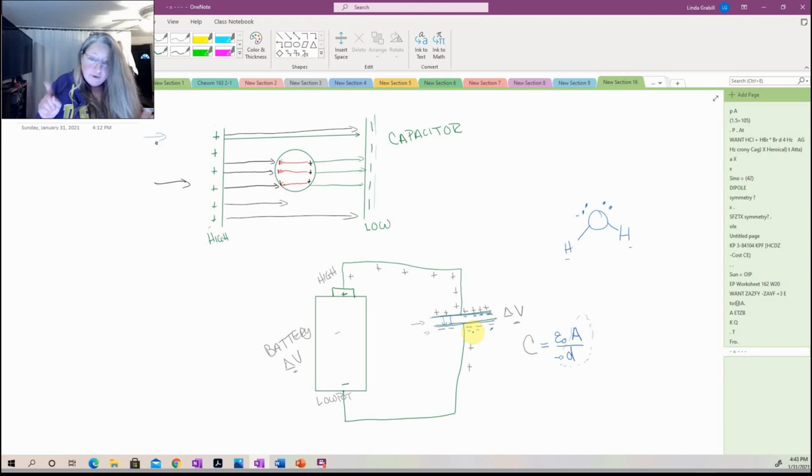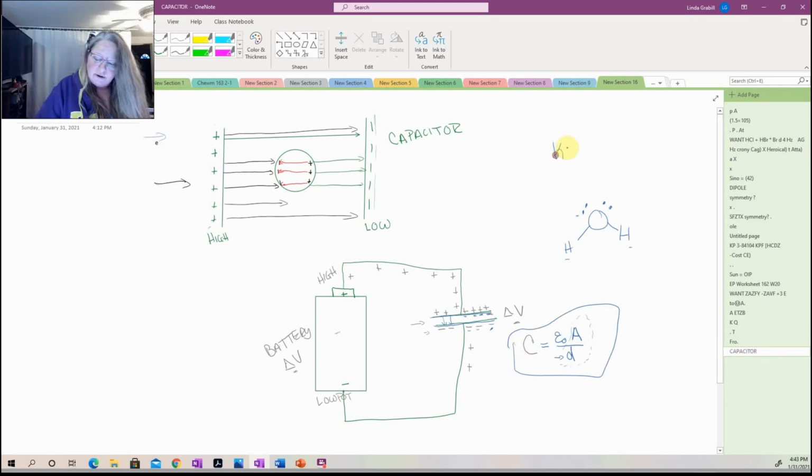So what we're going to do on Wednesday is take this concept of capacitance, and I'm going to introduce this thing called Kirchhoff's rules. Oh my goodness, why did I just write this down? I don't even know if I'm spelling his name correctly. Hopefully that is.